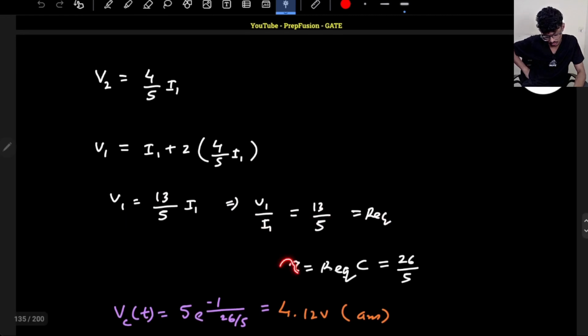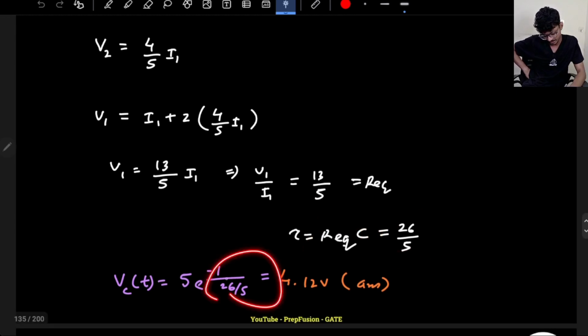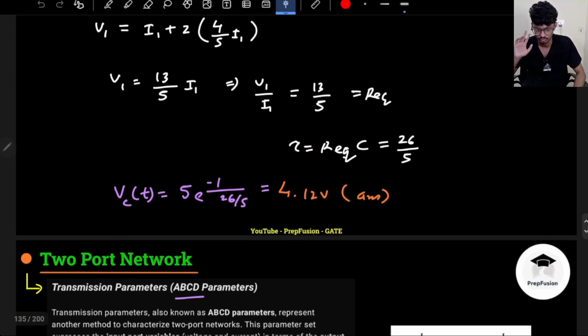So tau is equal to my R equivalent into C, and R equivalent is 13 by 5 and C is 2, so it will be 26 by 5. If I replace this, everything is correct. So this will be the answer of this question, 4.12 volts.